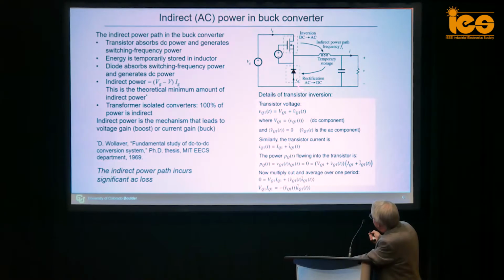But when we have this switching and we have this indirect power path in the converter, then we have switching losses in the devices and we have AC losses in the magnetics core and especially the AC copper loss, leading to significant loss. And the indirect power mechanism then is the one that is the biggest problem in reducing our efficiency.